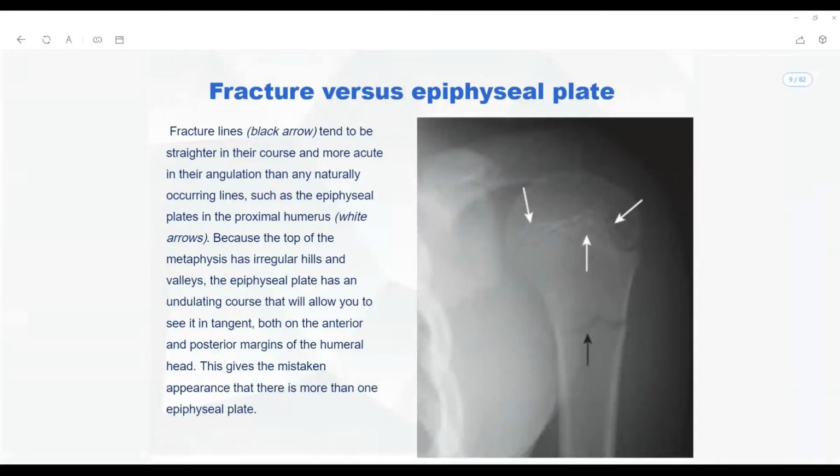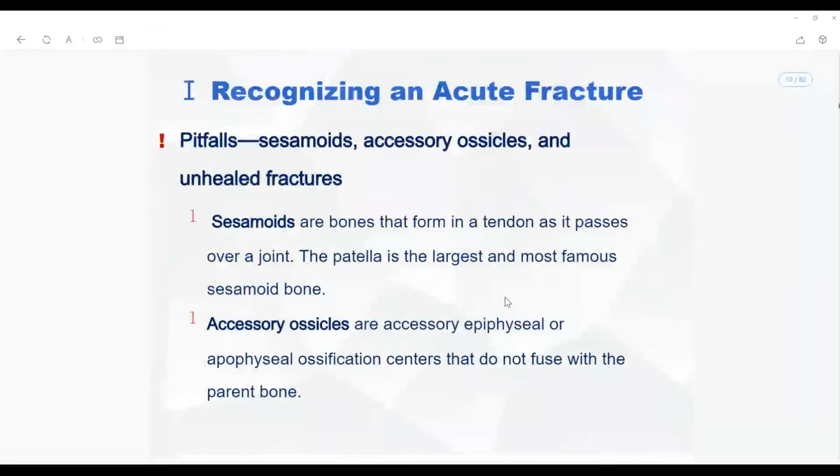So now how can I see that there are three kinds of pitfalls? Pitfalls in the sense that these can make you misdiagnose the condition. The pitfalls are that there are sesamoid bone presences. A sesamoid bone is a bone that forms in a tendon as it passes over a joint. The best example of a sesamoid bone is the patella.